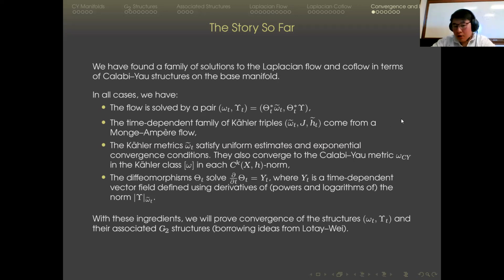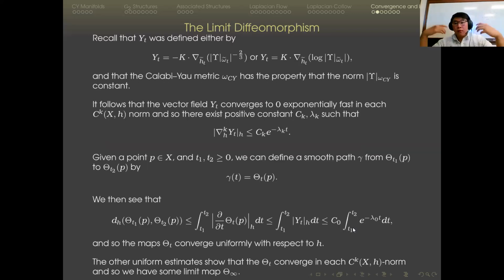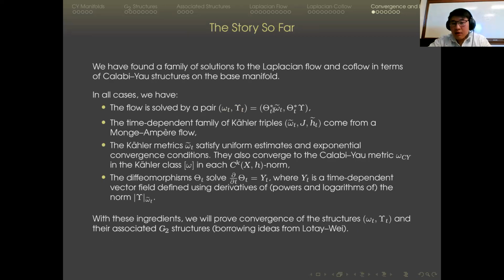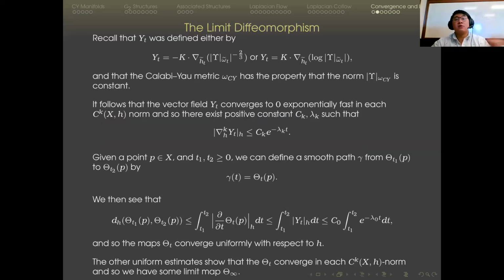Right. With all these ingredients, we're going to look at convergence of our pair omega_t, epsilon_t and the associated G2 structures, and we're going to borrow ideas from Lotay and Wei as they do so. They did something similar. So in order to do that, we want to take a look at these diffeomorphisms, right? The theta_t's, we want to see what happens as t goes to infinity. In particular, we want to show that theta_t converges to some diffeomorphism at the end so that we can pull back in the limit, basically. So let's take a look at how we can do that.